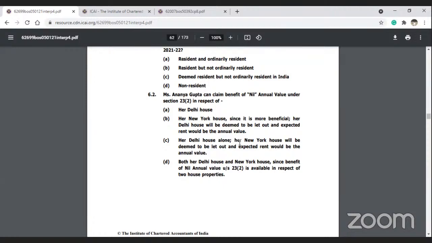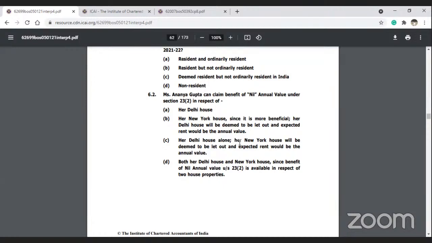Foreign property is allowed when you are ROR, resident and ordinarily resident. Even for RNOR, if it is received in India, like rent or something, then in that case we can consider it, but not in case of NR. I thought she is using it outside India only for her self-occupation, so it would be eligible for nil annual value. But she is NR.